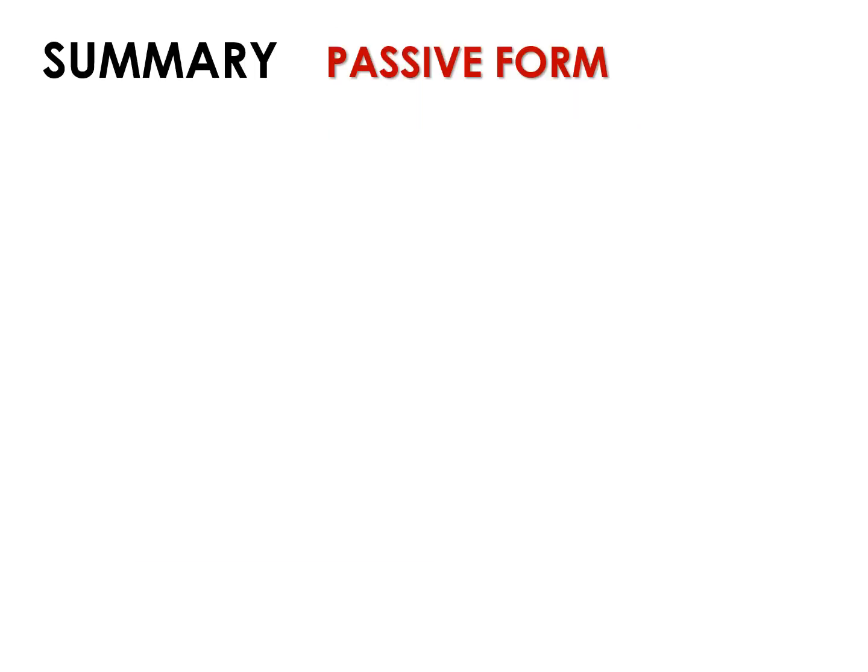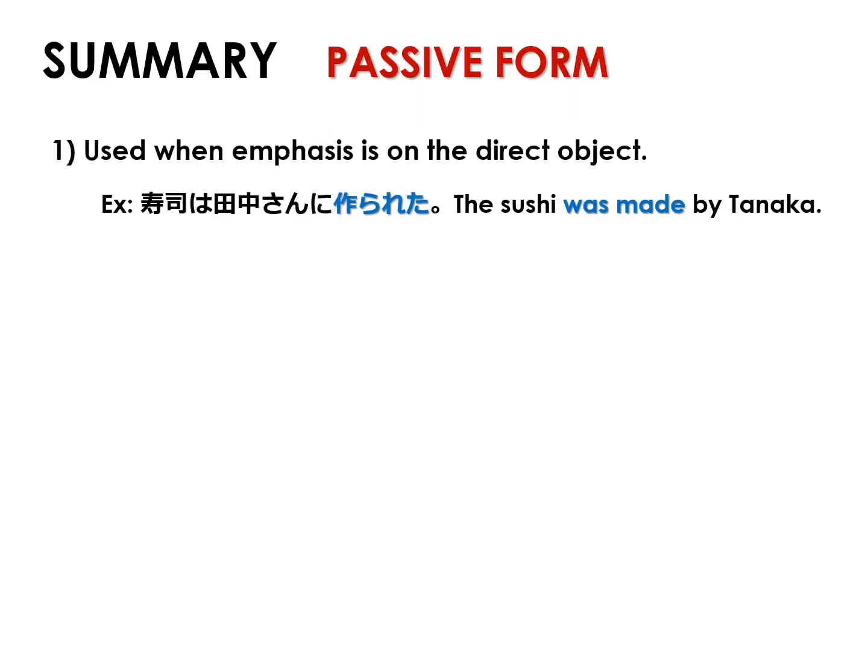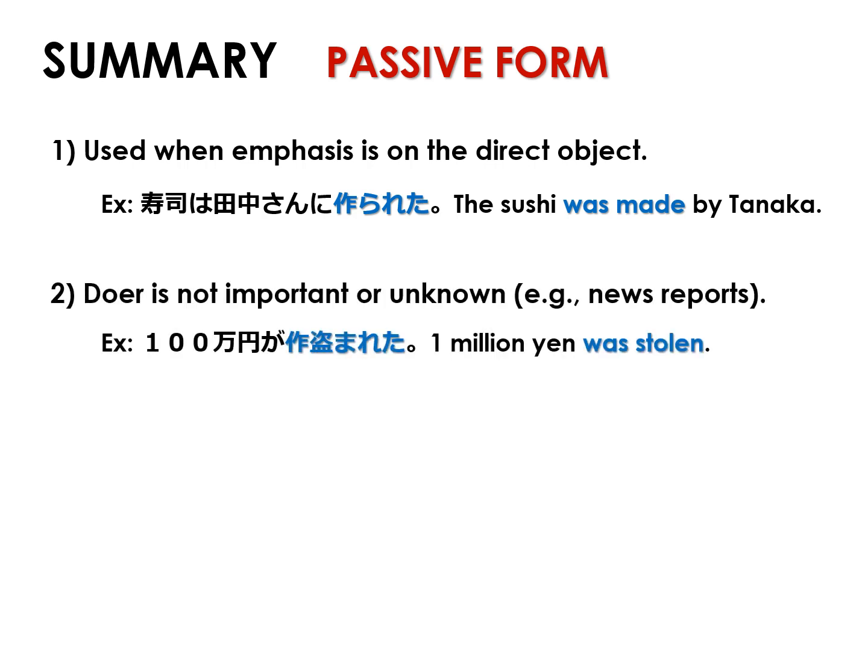To summarize, the passive form is used when emphasis is on the direct object. For example, the sushi was made by Tanaka. Sushi wa Tanaka-san ni tsukurareta. Emphasis is on the sushi. The passive form is also used when the doer is not important or unknown, which is frequently the case in news reporting. For example, 1 million yen was stolen. 100万円が盗まれた. And we don't know who stole it.